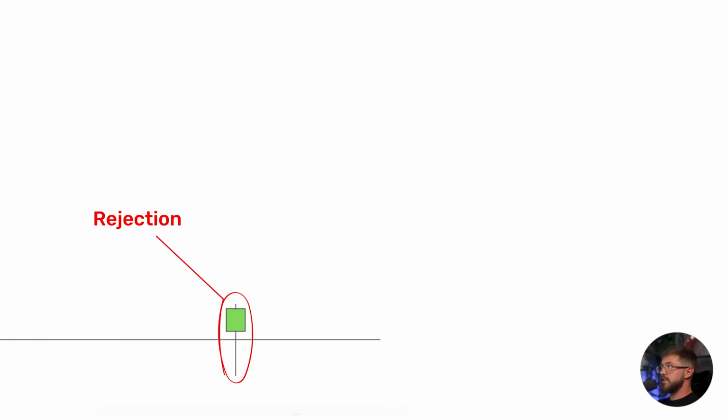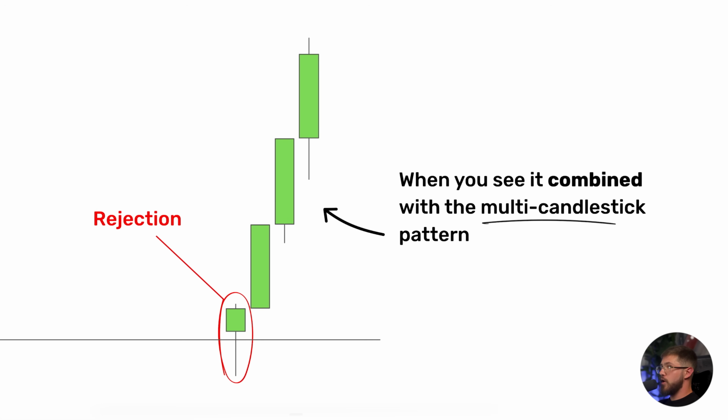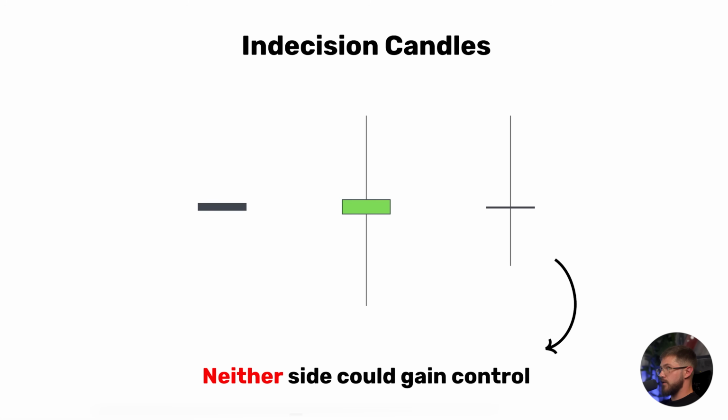And this rejection psychology becomes incredibly important when you see it combined with multi-candlestick patterns. This can show you exactly when these reversals are likely to lead to bigger moves. Now let's take a look at indecision candles.